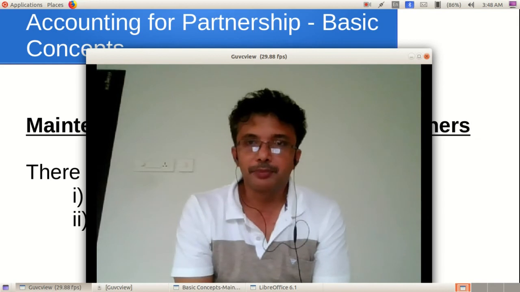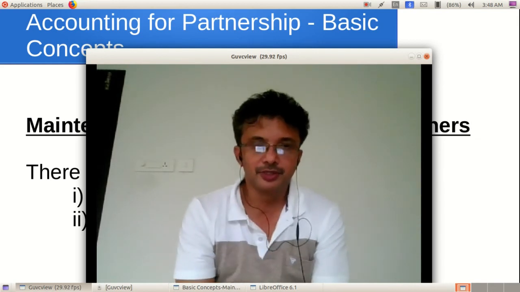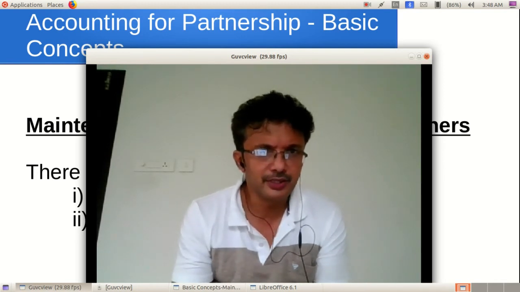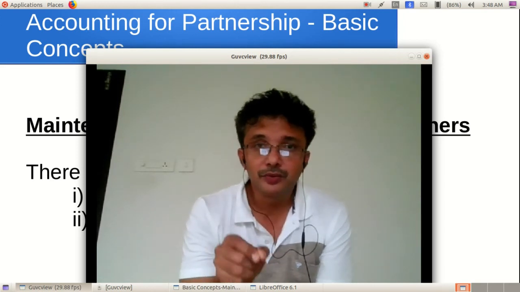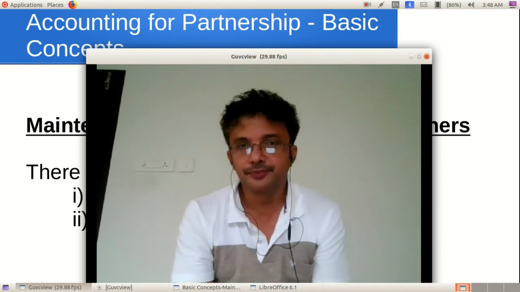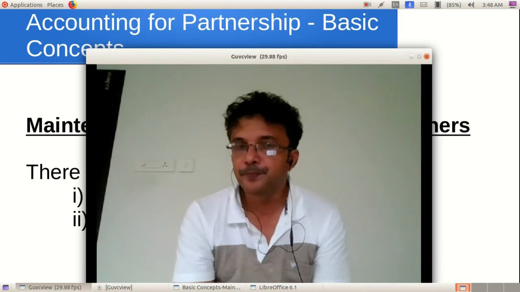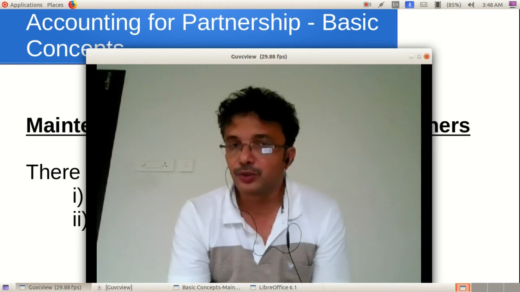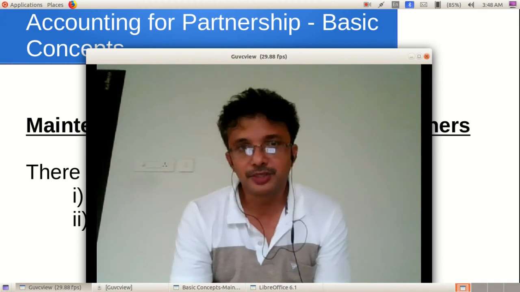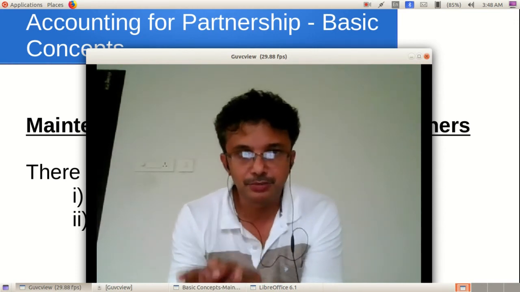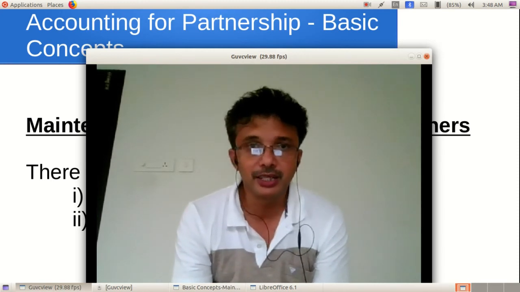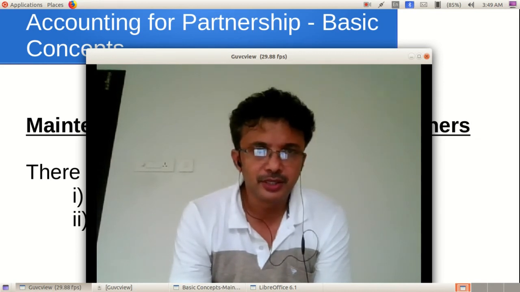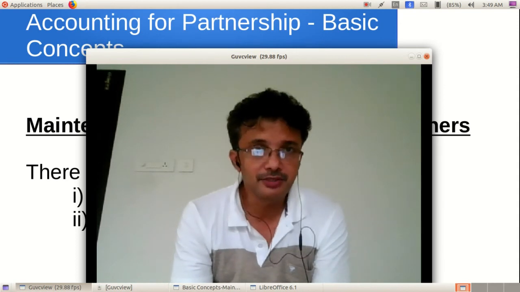Fixed capital method. As the name indicates, it indicates fixed. What is fixed? Under this method, the capital accounts of partners will remain almost fixed or stable unless there is an introduction of additional capital or withdrawal of capital. It doesn't say 100% fixed, but almost fixed throughout the year. It normally does not change. The amount in the partner's capital account remains unchanged.